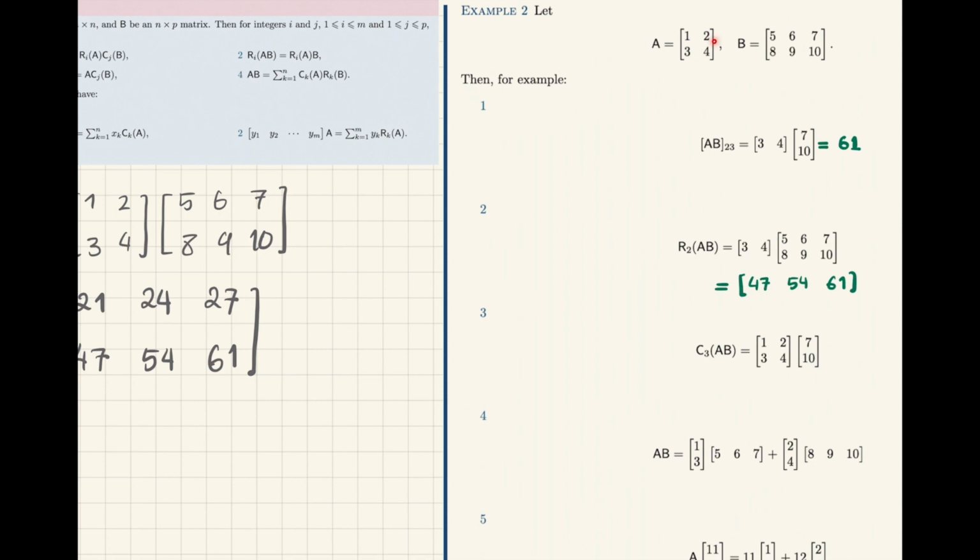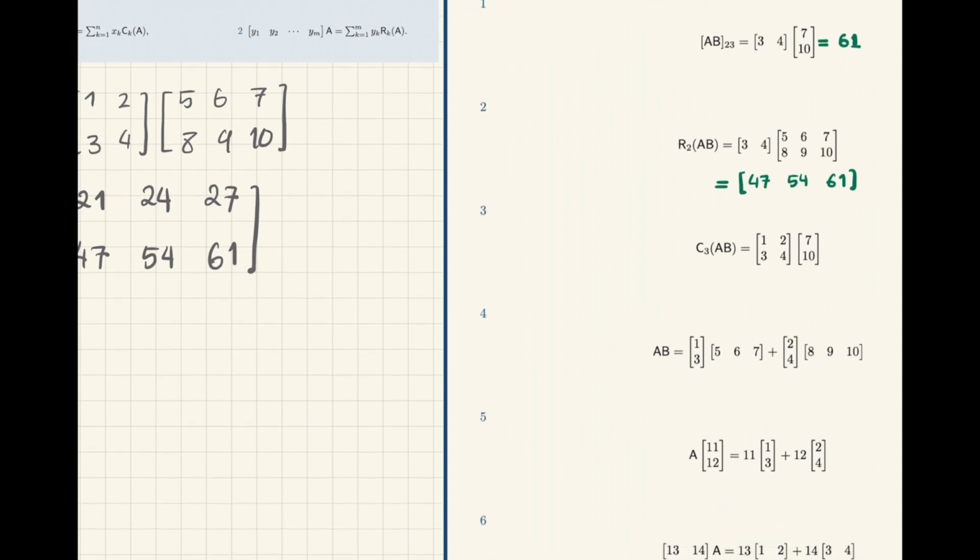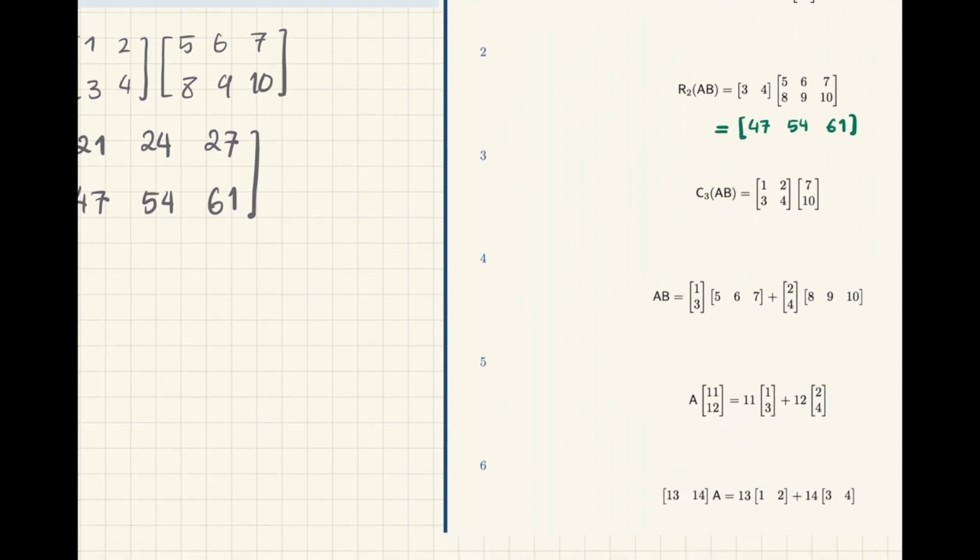What does it mean? It means first column multiplied by first row as matrices, and then the second column multiplied by the second row, again as matrices. Okay, so why is that true? Let us check this here.